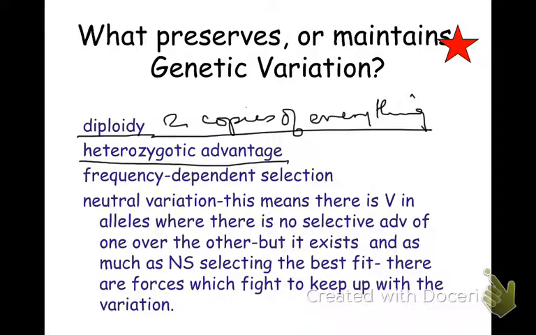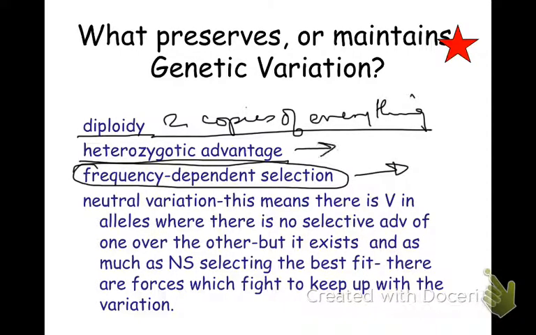Then there is something known as frequency dependent selection. I will come to that in a while. Heterozygotic advantage, in a while, in the next slide. There is also something called neutral variation, which means there is variation in the alleles, but there is no selective advantage. But it exists. As much as natural selection selects the best fit, these are the forces that fight to keep up the variation. So there will be some variations constantly present which offer no specific advantage.